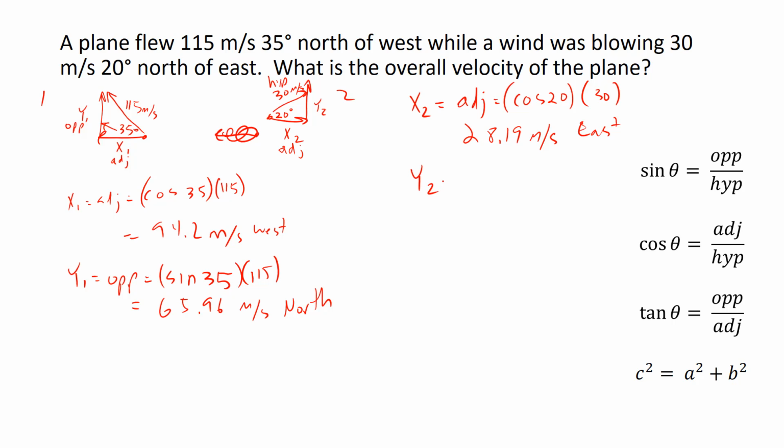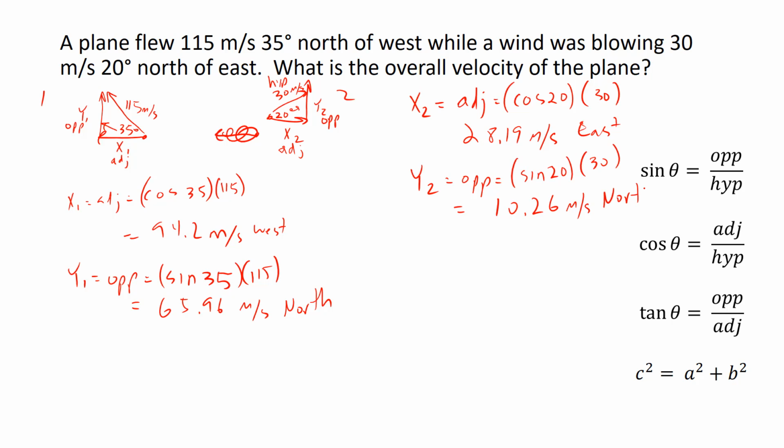And then we have our y2. Our y2 right here is our opposite, because it's opposite of that 20 degrees. So we're going to say opposite equals the sine of 20 times that 30. And when we get that answer, it's sine of 20 times 30 equals, and it ends up being 10.26 meters per second, and that one is north.